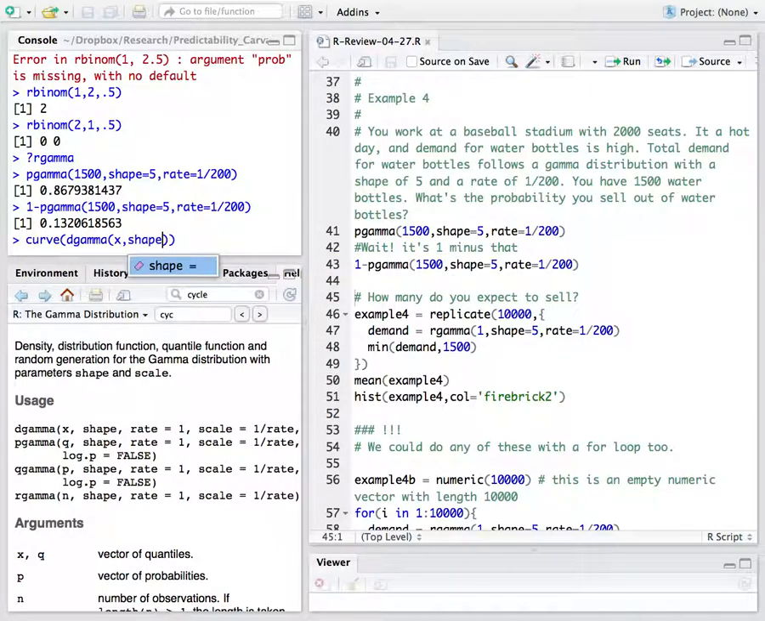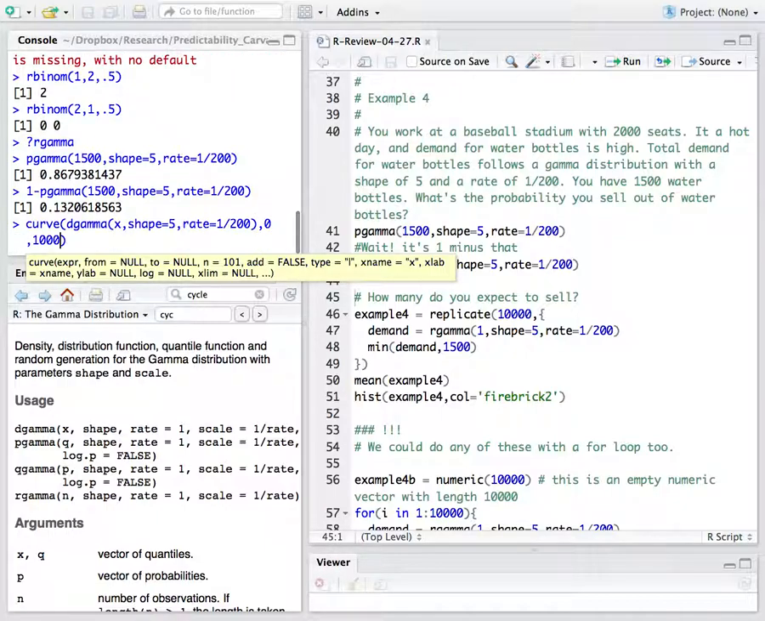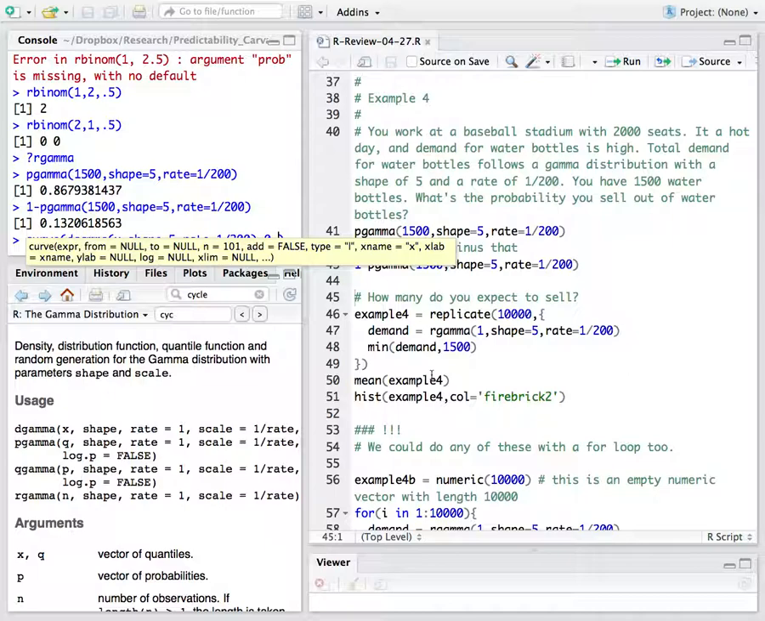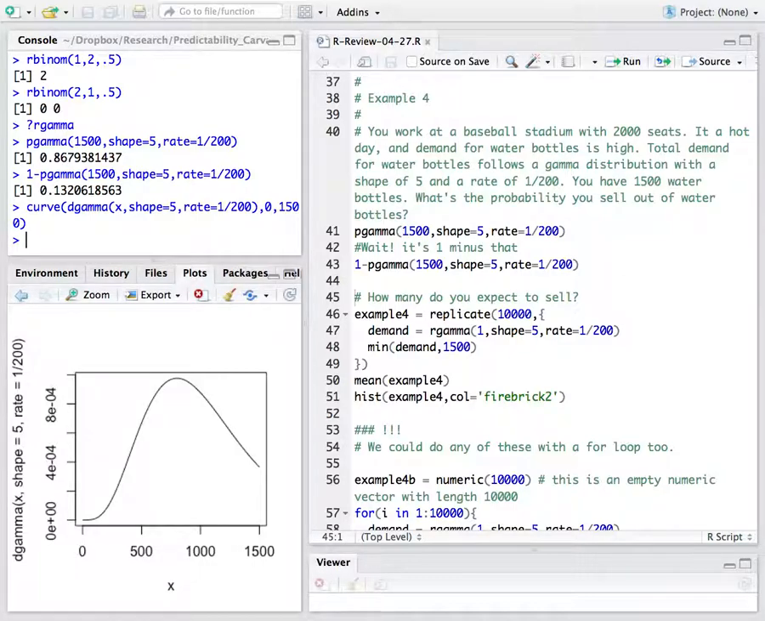So I'm using the curve function like you did on your homework last week. I'm giving it x as the variable I want to be drawn over. I'm giving it the shape and the rate, which are our two gamma parameters. And I'm going to go to 2,000. Actually, we only have 1,500 water bottles, so let's do that. Okay, that's what it looks like.